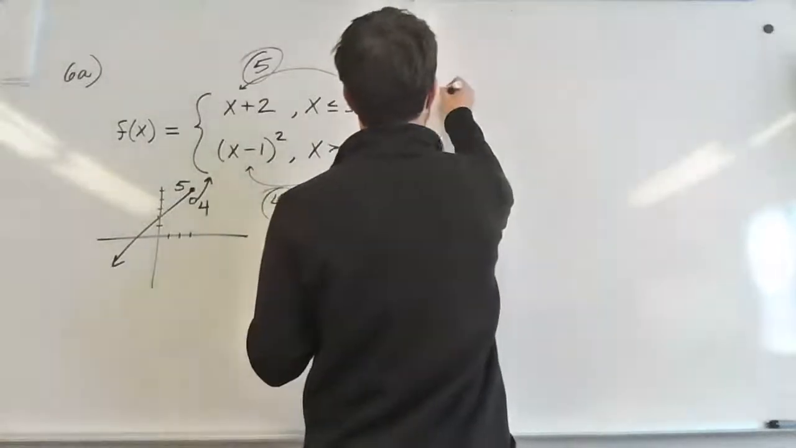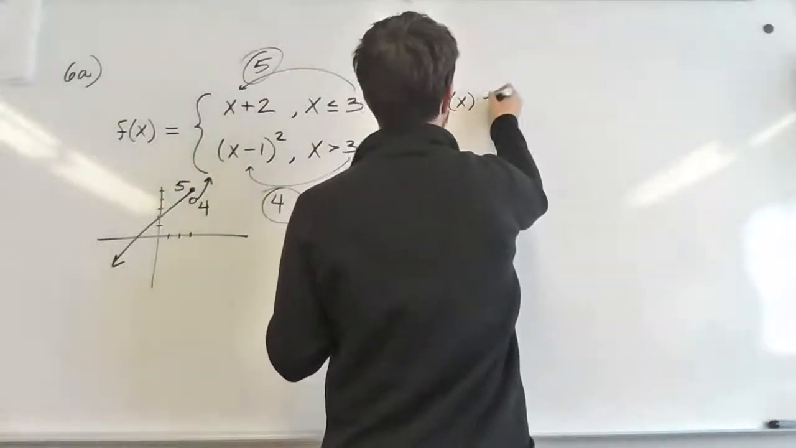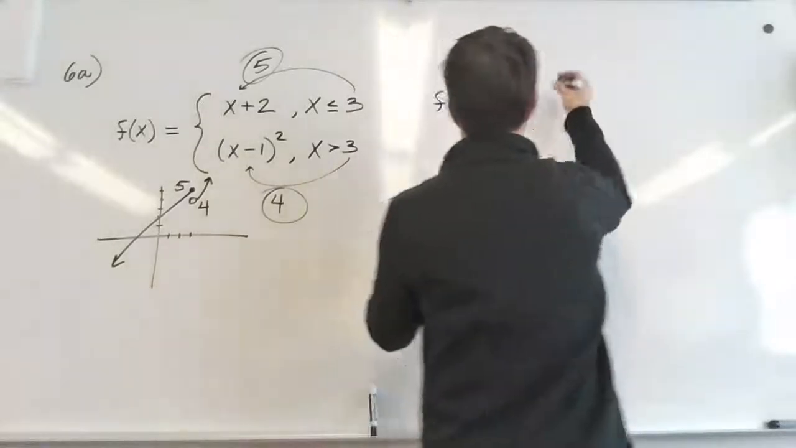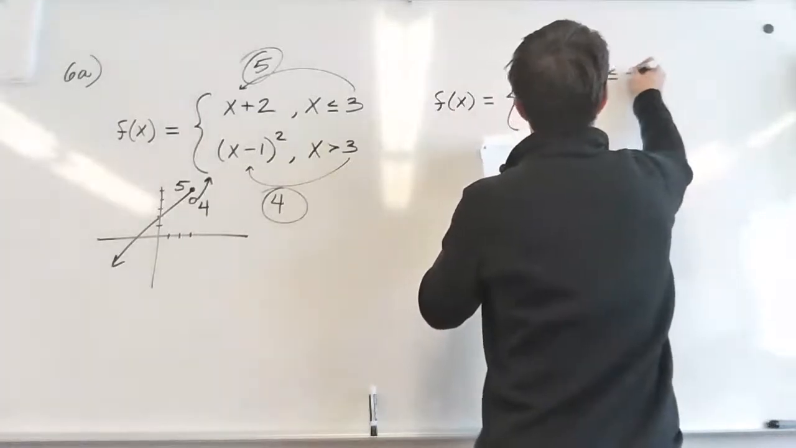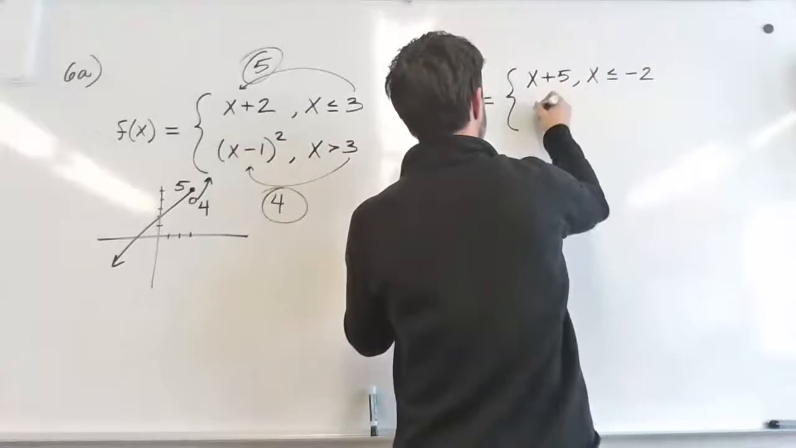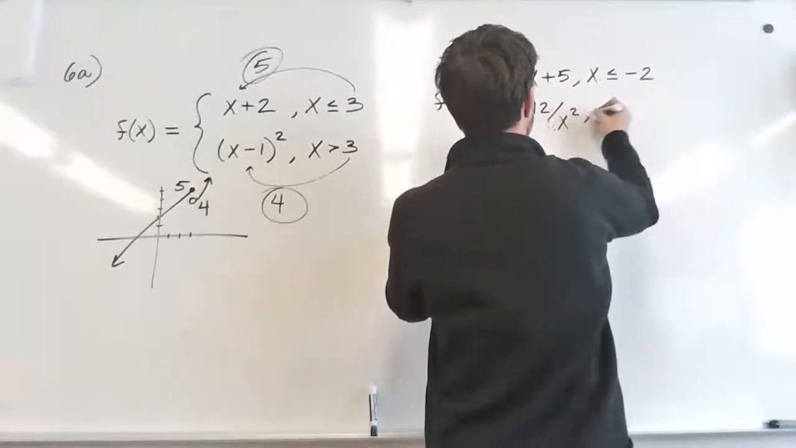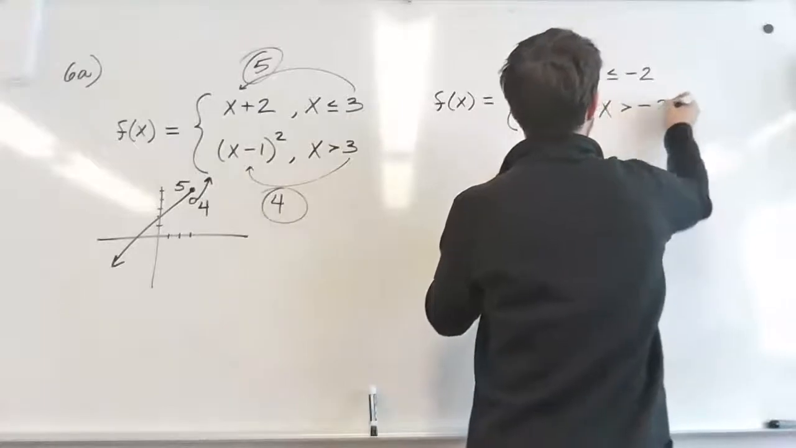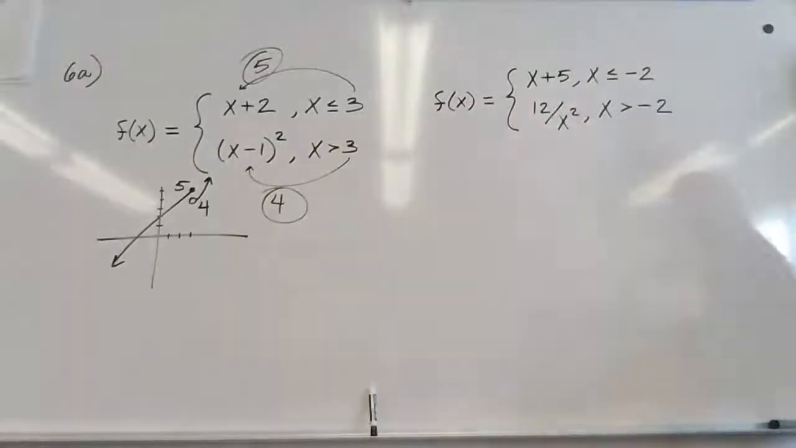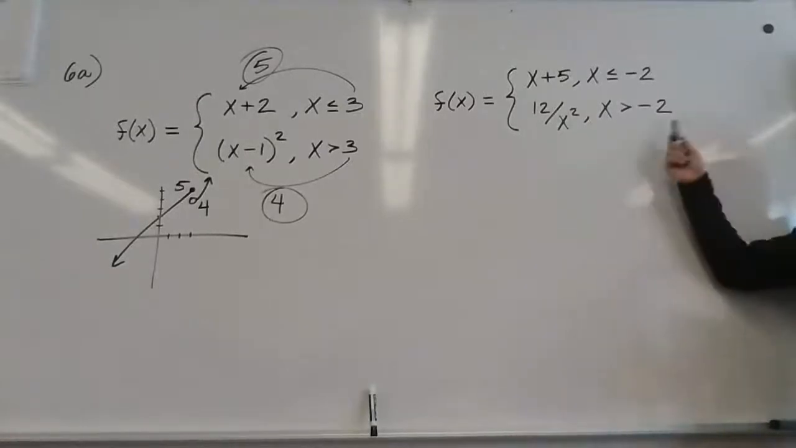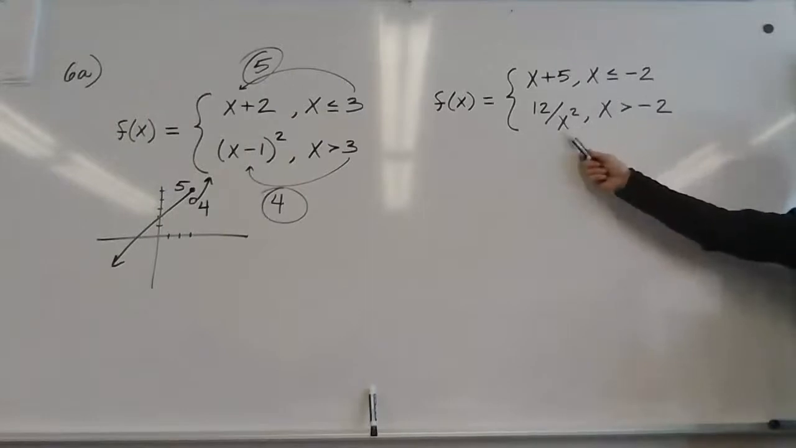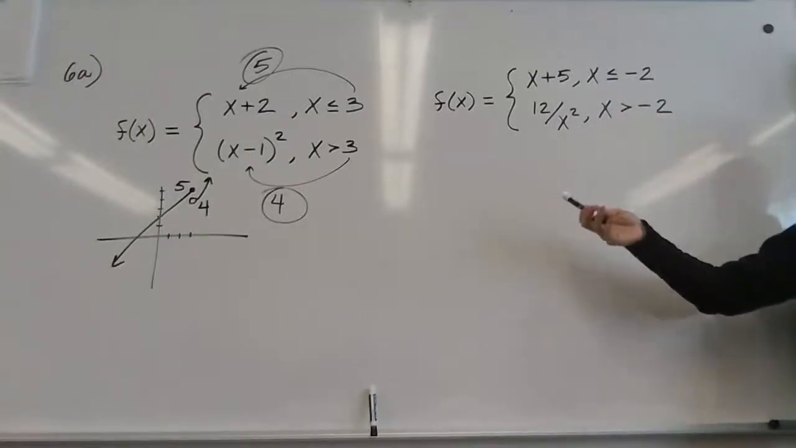B says x plus 5 when x is to the left of or equal to -2, and 12 over x squared whenever x is to the right. Okay, someone tell me, I'll give you a big hint. There are 2 values you need to be concerned with on this question. What are the 2 values that you need to focus your attention on? -2 and 0, because there could be an asymptote, right?